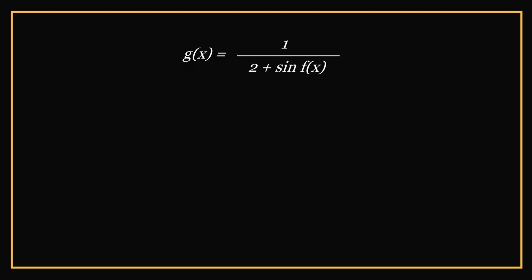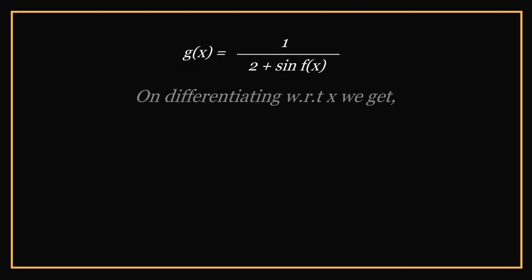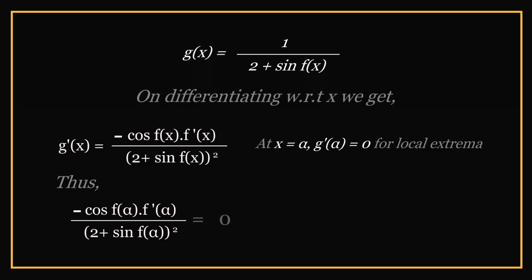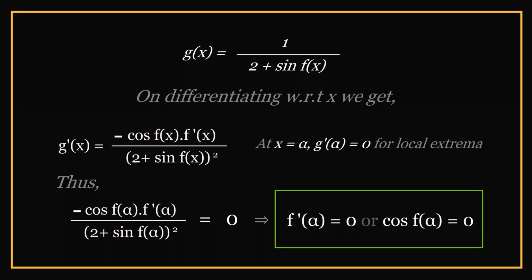We've been given a function g(x) in terms of f(x). On differentiating with respect to x, we know that for local extrema, x has to be equal to alpha. Thus, the following expression has to be equal to 0. However, for this expression to be 0, either f(alpha) is equal to 0 or cos f(alpha) is equal to 0. We need to keep these results in mind for later.